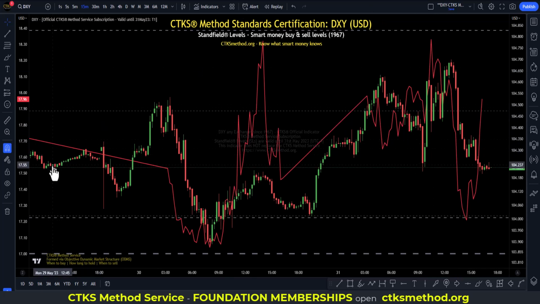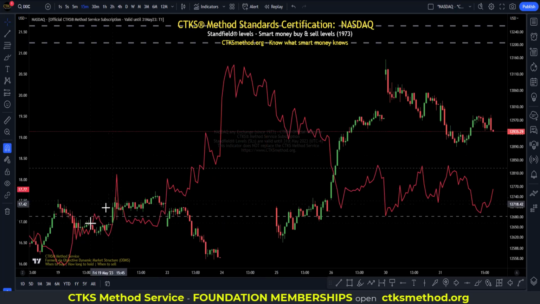One thing that we look at with the DXY, what is this red line? That's the VIX, that's the fear gauge. Do you notice any association between the fear gauge and the DXY? Please let me know in the comments. This is how you stack probabilities. As we go back to the NASDAQ, I've overlaid the VIX here. Do you see any associations between the VIX and the NASDAQ? Again, please let me know in the comments.